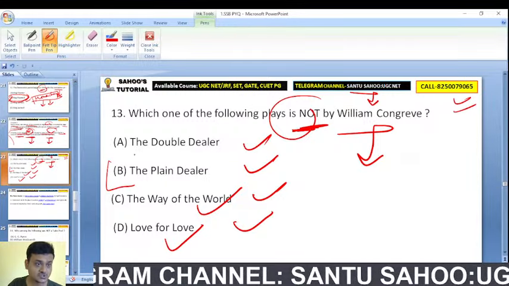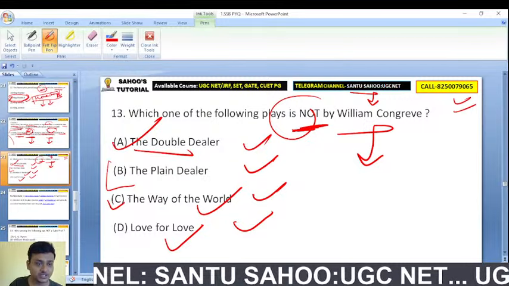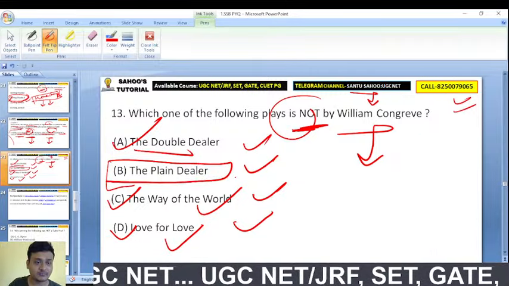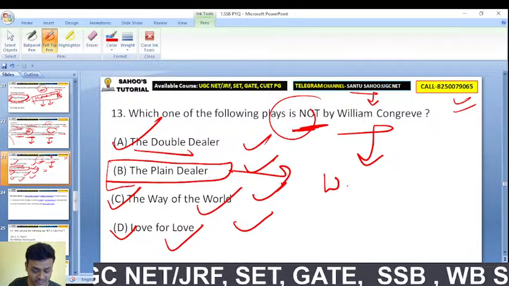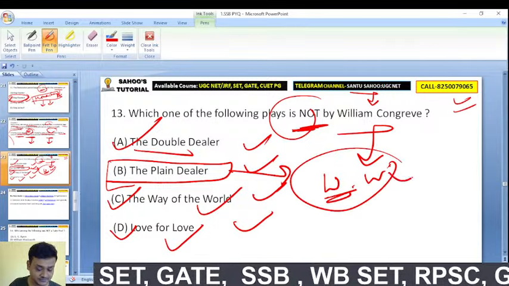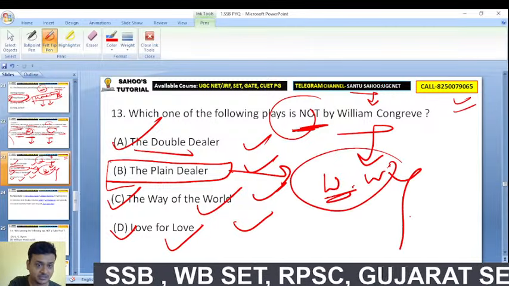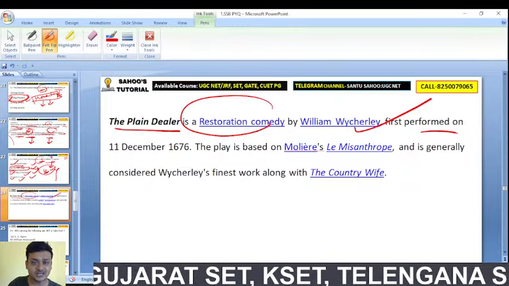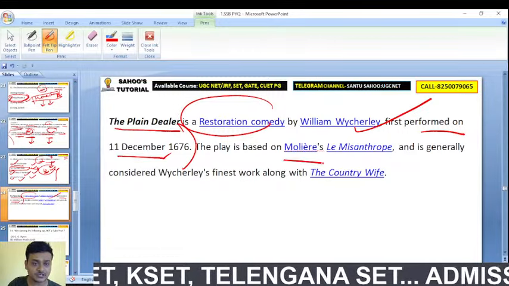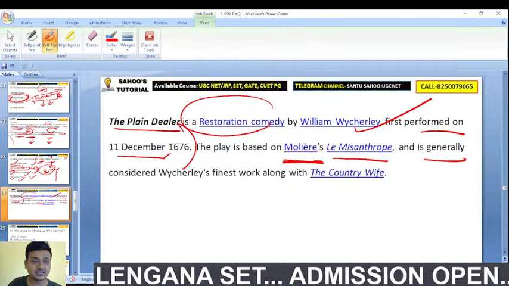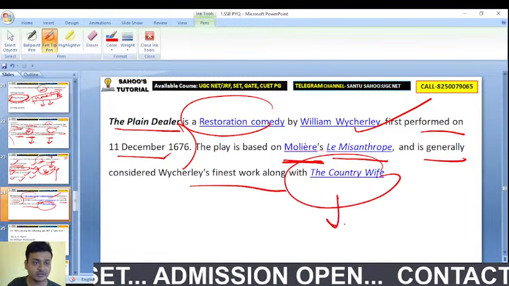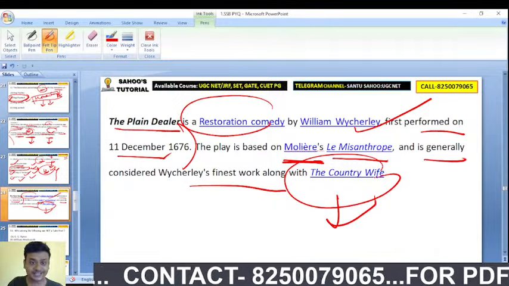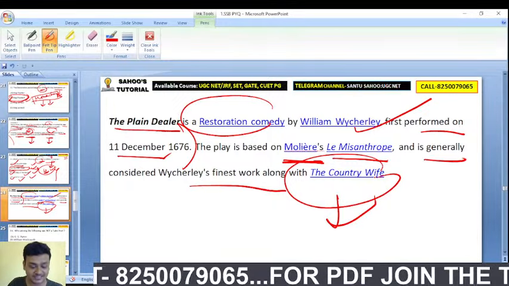Here, Double Dealer, The Way of the World, Love for Love, these are all works by William Congreve, whereas The Plain Dealer is a work by William Wycherley. Exactly, 13B, The Plain Dealer by William Wycherley. The Plain Dealer is a Restoration comedy by William Wycherley, first performed in December. The play is based on Molière's Le Misanthrope, and is generally considered Wycherley's finest work along with The Country Wife. Wycherley is famously known for The Country Wife and The Plain Dealer, whereas The Double Dealer is a work by William Congreve.